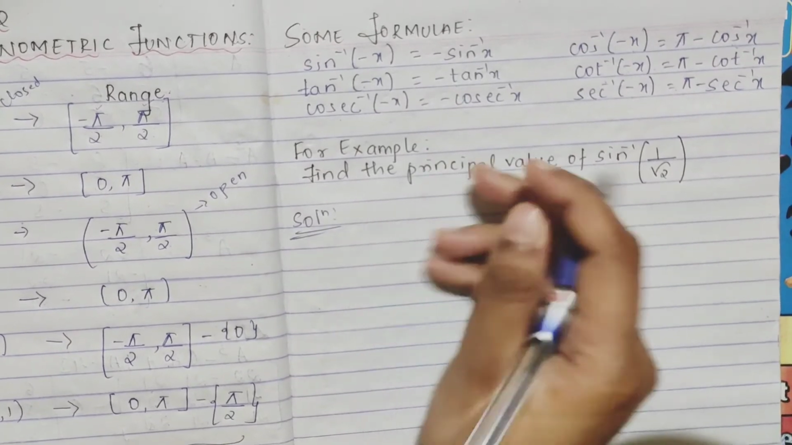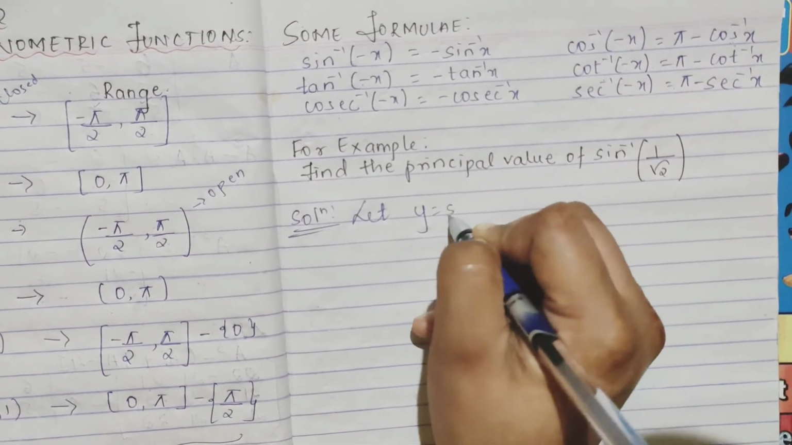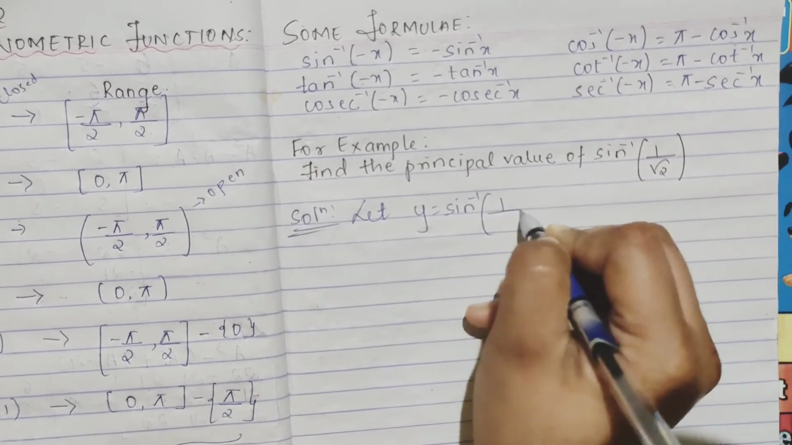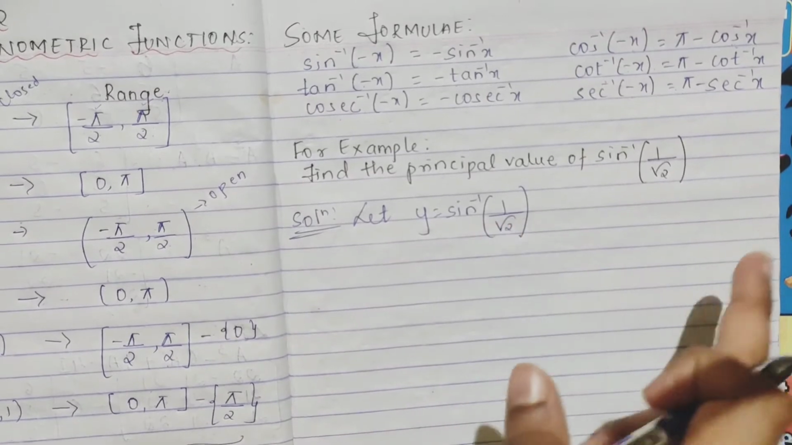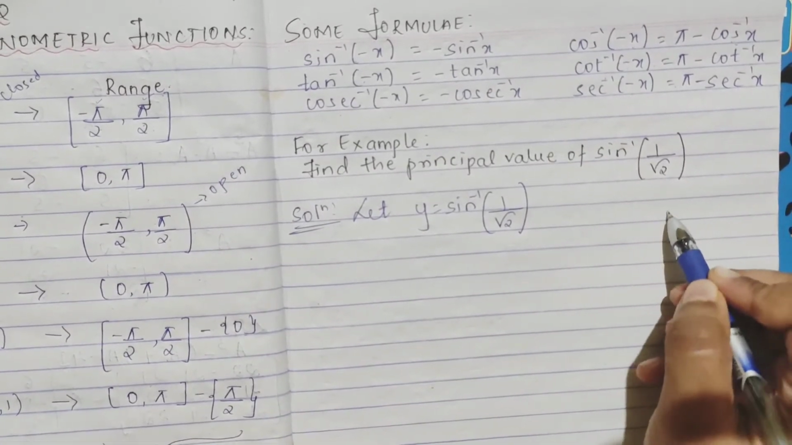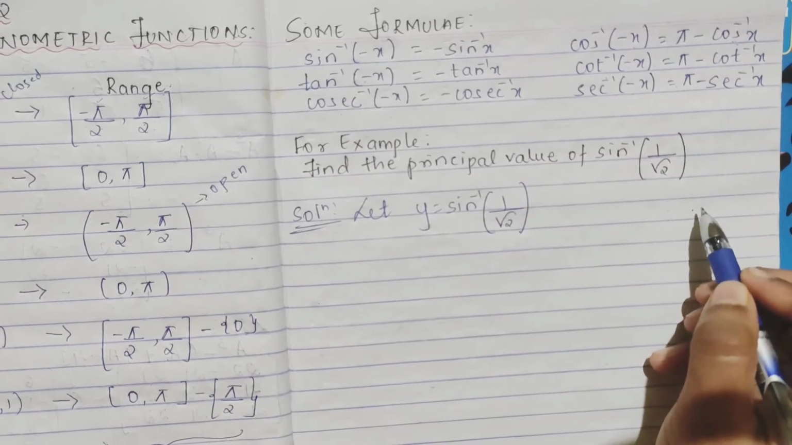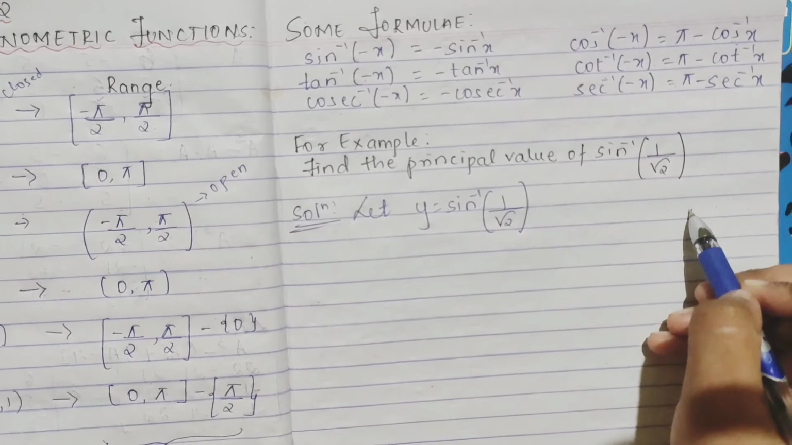So how we'll start? It is sine inverse of 1 by root 2. So we take let y is equal to sine inverse of 1 by root 2. As I said, now sine inverse means your table is going reverse. Remember your table you have for 0, 30, 60, 45, that you have to go. How you had to do?